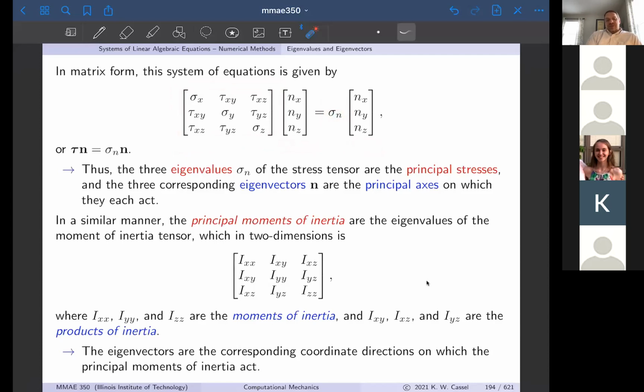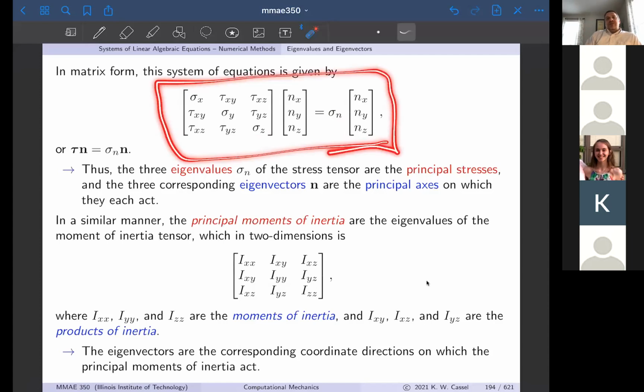This is an eigen problem. A matrix A times a vector u, or in this case n, is equal to lambda, in this case sigma, times u, which again in this case is n. So again, I asked a physical question: what is the orientation of a face that I only have normal stresses on, no shear stresses? And then the mathematical answer to that question is, well, you need to solve an eigen problem.